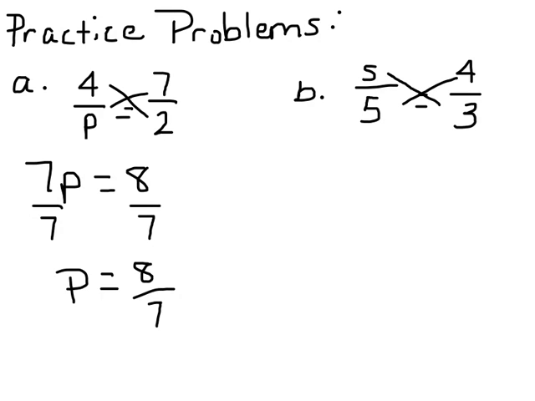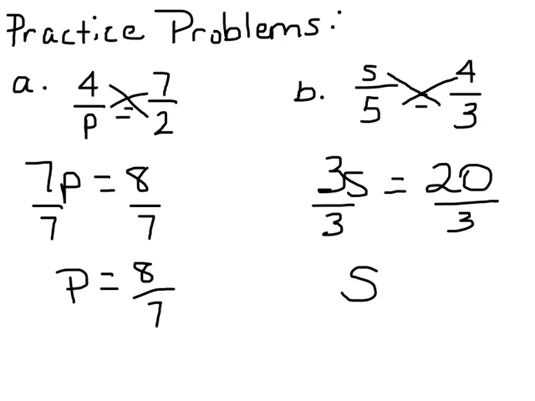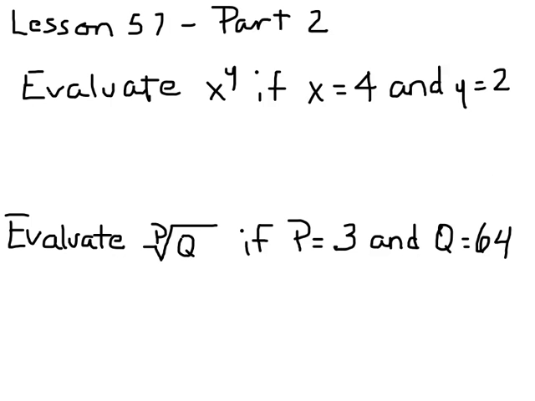Okay? In B, this is an S, by the way, and this is a 5. So 3 times S is 3S. 5 times 4 equals 20. Divide by 3 on both sides. S is equal to 20/3. Isn't that easy? Alright, now there's a second part to lesson 57, and it's really pretty simple.